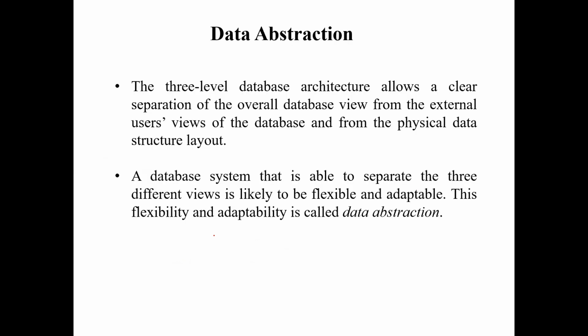So this three-level database architecture allows a clear separation of the overall database view from the external user's view of the database and from the physical data structure layout. How the data is stored, what is the physical structure, everything is hidden from the user. The database system that is able to separate the three different views is likely to be flexible and adaptable. This flexibility and adaptability is called as the data abstraction.